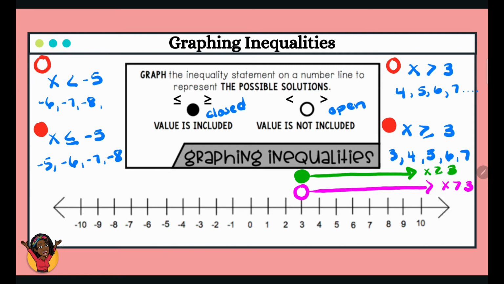Okay. Let's go over here where it says x is less than -5. I look on my number line, I find the number -5, and since it's an open circle, I put an open circle there. Now, x is less than -5. Where are the numbers that are less than -5? They're to the left. So I'm going to draw my number line going to the left.